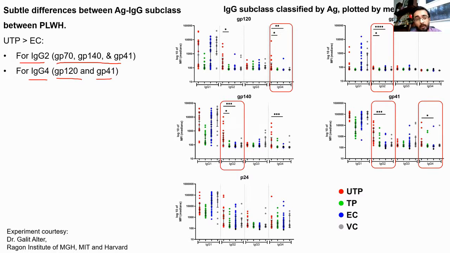Now, we already know from the literature on the VAX clinical trials that IgG2 and IgG4 are detrimental, or are a marker for inhibiting antibody-dependent functions, and the prevalence of these could have led to the failure of the VAX clinical trials.